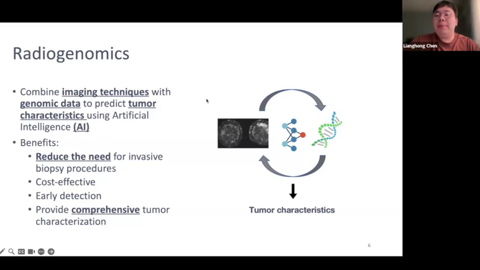The radiogenomic-based method has a lot of benefits. In radiogenomic studies, it is possible to predict tumor characteristics from MRI scans. This may potentially reduce the cost and the need for invasive procedures. Besides, radiogenomics also allows us to detect breast cancer early and provides a more comprehensive analysis of tumors.